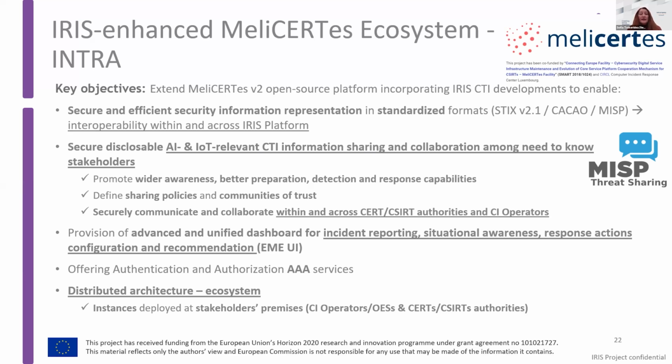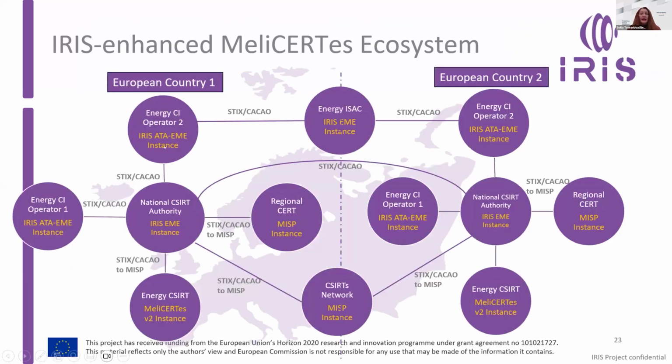And as I said, the ecosystem is a distributed architecture. So we have instances and different flavors deployed at the stakeholders' premises. We have the flavor for CI operators and operators of essential services, and the flavor for CERT authorities. Of course, we capitalize on the Melissa open source software, but also MISP, as Eleni mentioned, and SAFE, as Giovanna mentioned. So the utmost aim is to enable true information sharing.